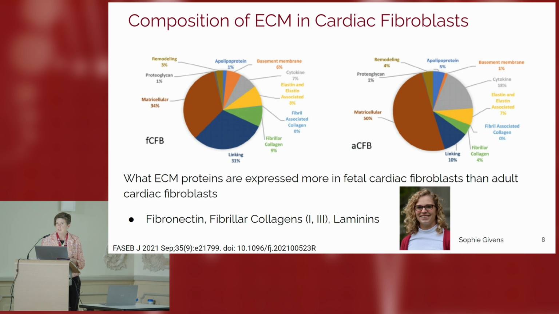and we've been using mass spectrometry instead of immunofluorescence one by one. Sophie Givens was able, in a study that we collaborated on with Sean Pelichek and Tim Camp, to look at ECM proteins expressed in fetal cardiac fibroblasts compared to adult. And actually those same 3 proteins or families of proteins came out as the most differentially expressed between those 2 types of fibroblasts. So that's pretty interesting too. Fibronectin, type 1 and 3 collagen, and laminins, including 111.